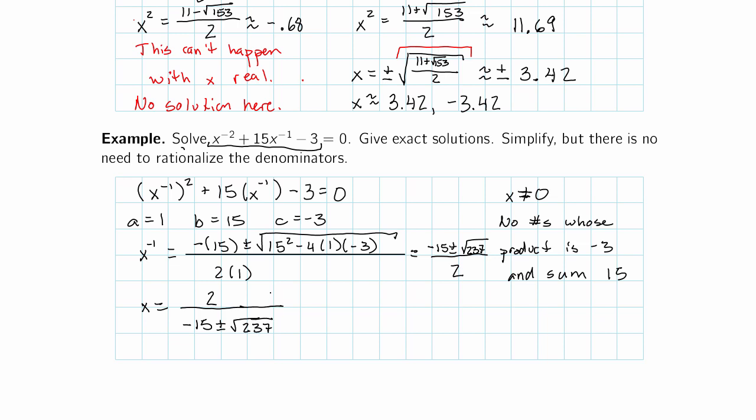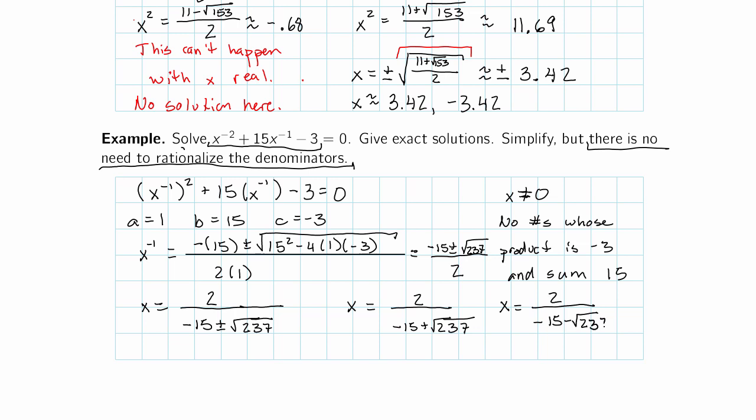Now we'd like to simplify that, but a little bit of messing around with the calculator tells us that 237 doesn't have any perfect square factors. And we're told we don't need to rationalize the denominator, which makes us happy. Our solutions then are x equals 2 over negative 15 plus root 237, or x equals 2 over negative 15 minus root 237. Those are our two solutions.